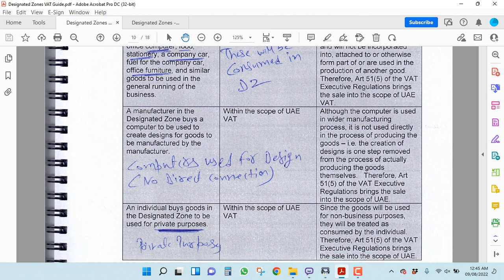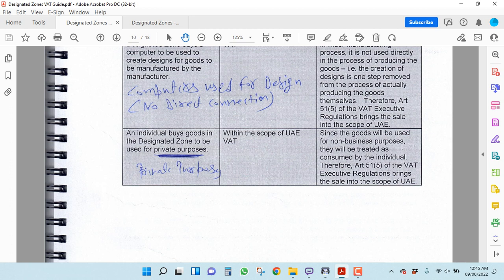A manufacturer in the DZ buys a computer to be used to create designs for goods to be manufactured by the manufacturer within the scope of UAE VAT. Computer used for design, no direct connection, so UAE VAT normal rules will be applicable. An individual buys goods in the DZ to be used for private purposes, then within the scope of UAE VAT. Since the goods will be used for non-business purposes, they will be treated as consumed by the individual.